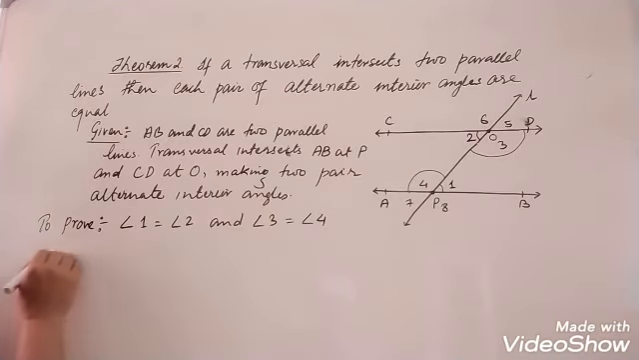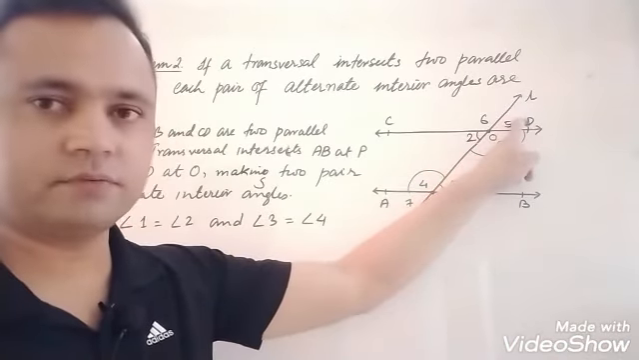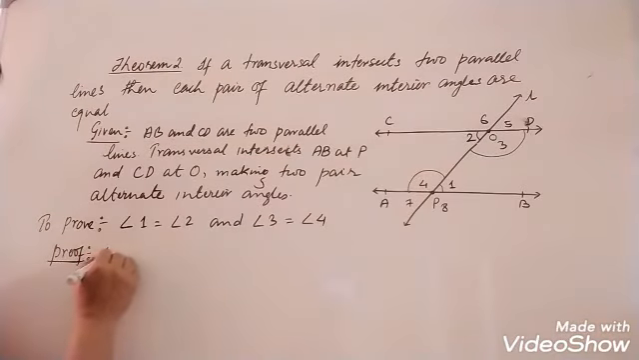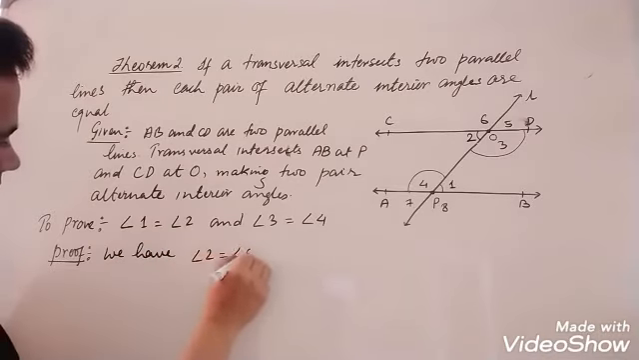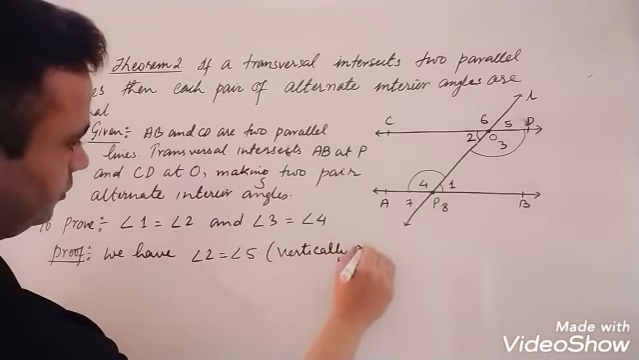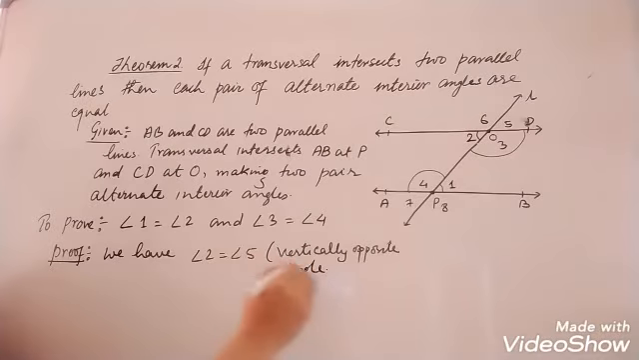Now in the proof, we have angle 2 equals angle 5 because these are vertically opposite angles. Angle 2 equals angle 5. This is the vertically opposite angle.